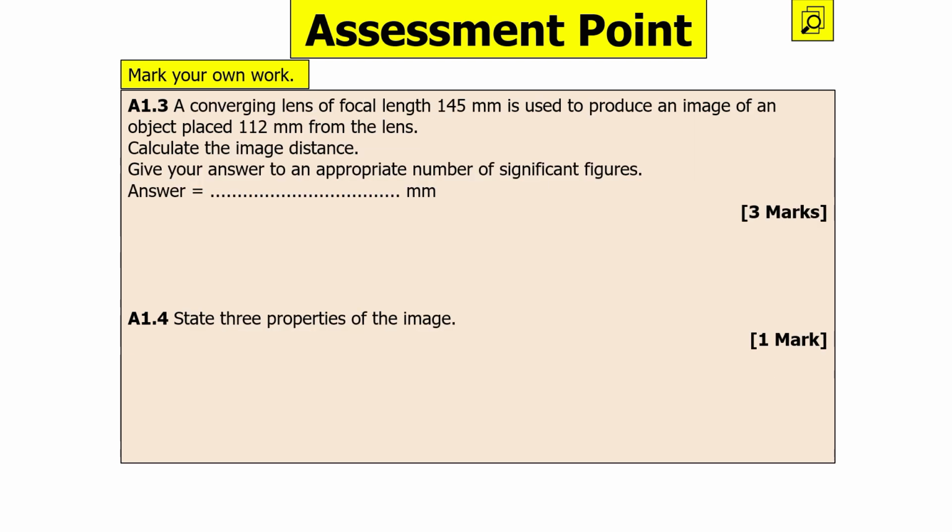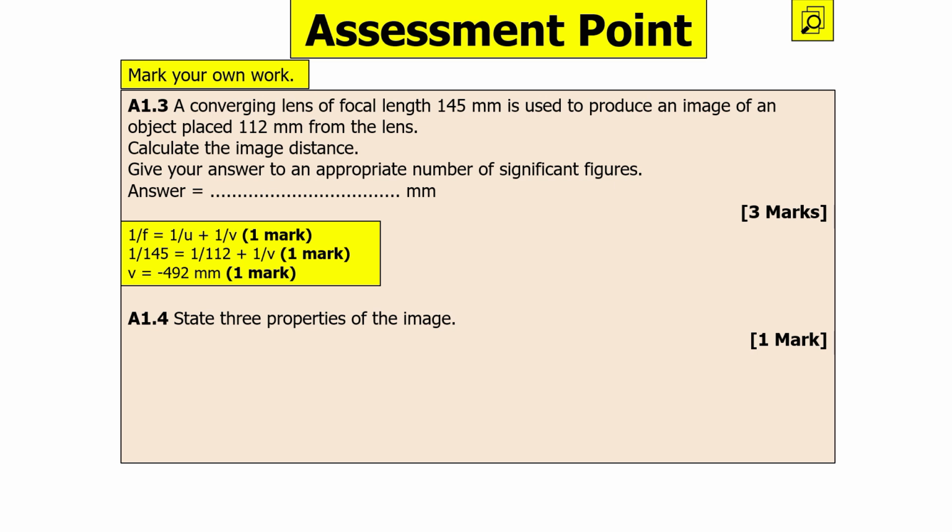Now in this next one, we know that 1 over f equals 1 over u plus 1 over v. Pop in all the values and we get v to be equal to minus 492mm. Now you can use your diagram, but also the fact that v is a minus indicates it's going to be a virtual image, but from what you've seen before in the previous diagram, it's virtual, magnified, and it's upright.